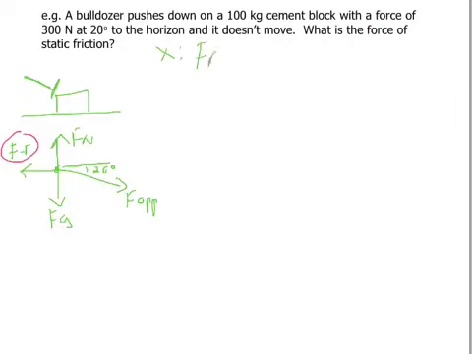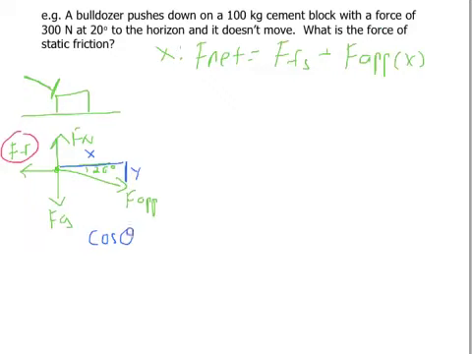F net equals the frictional force, static frictional force, plus F applied. However, we must note that this is only the x component of our applied force, because if we have an angle force, we can break it down into its y component and into its x component. And if you remember from earlier, to find the x component of the force, we will need to use the cosine function.